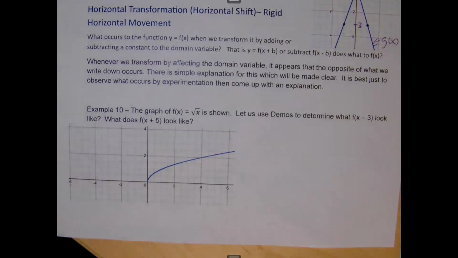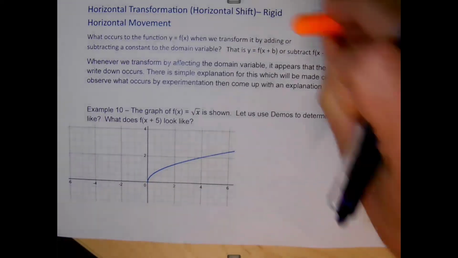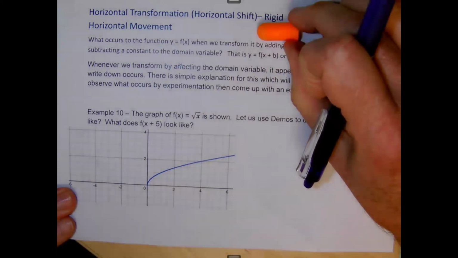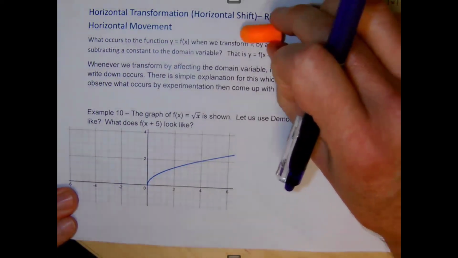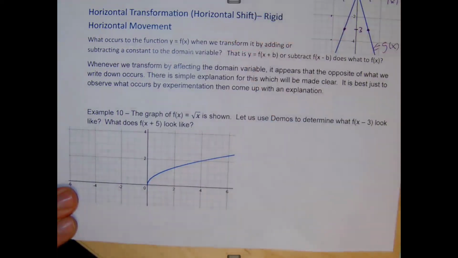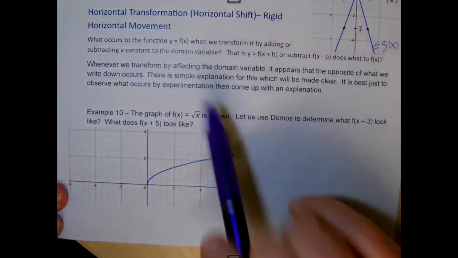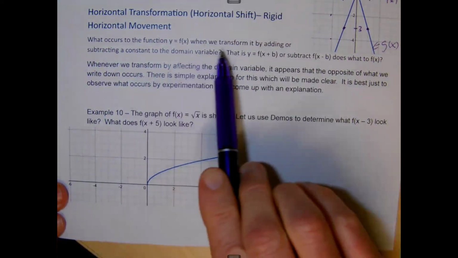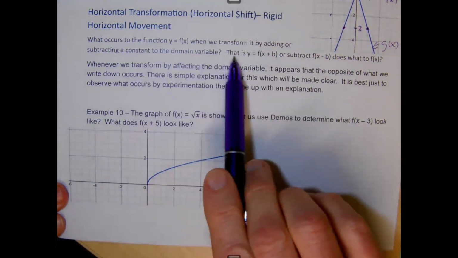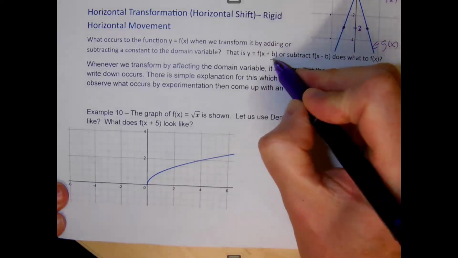This next one is going to involve horizontal transformation or horizontal shifting, rigid horizontal movement. By rigid, I mean that if we move the object, it doesn't change its shape. All we're going to do is move horizontally. Now, what occurs to the function f of x when we transform it by adding or subtracting a constant to the domain variable?